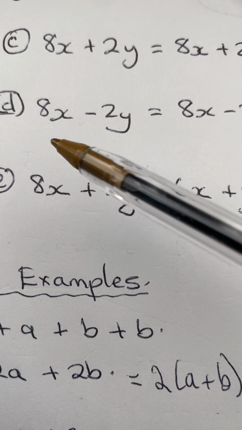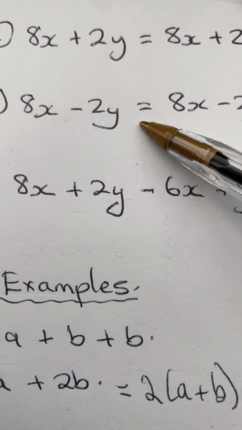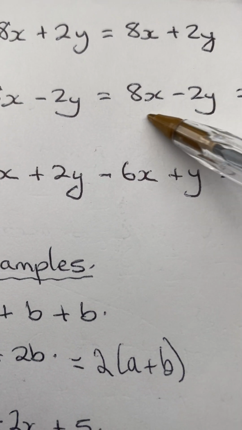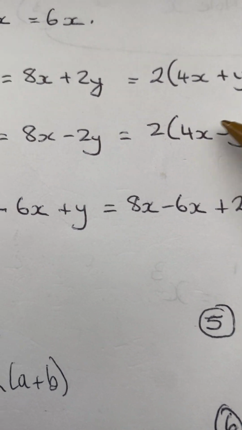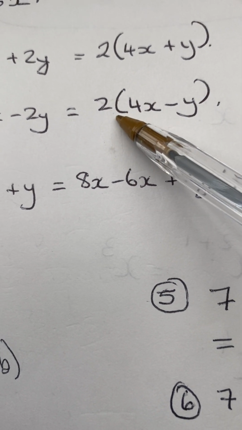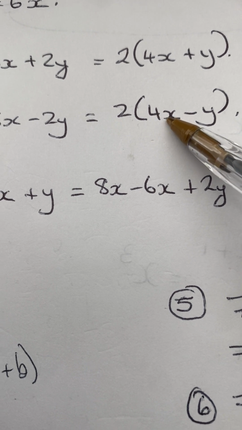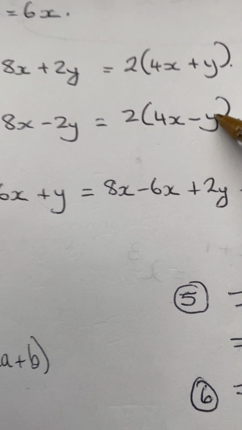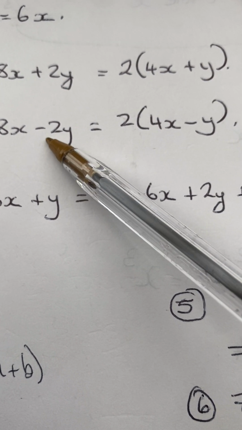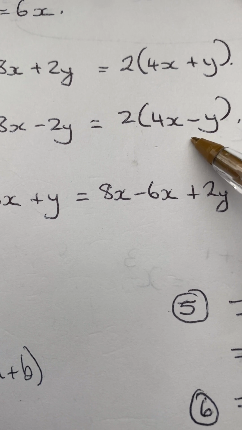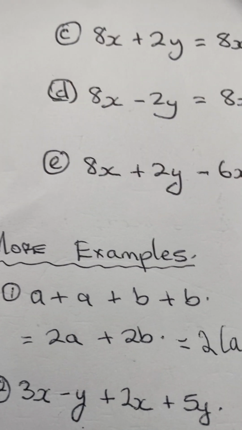Next, 8x minus 2y. There is nothing to group together, so our answer will be 8x minus 2y. But what we did earlier, we can bring the 2 out again, introduce a bracket. We have 4x minus y. Here is add, so we just repeat the add. Here is subtract, so we just repeat the subtract. We are just recapping from yesterday.